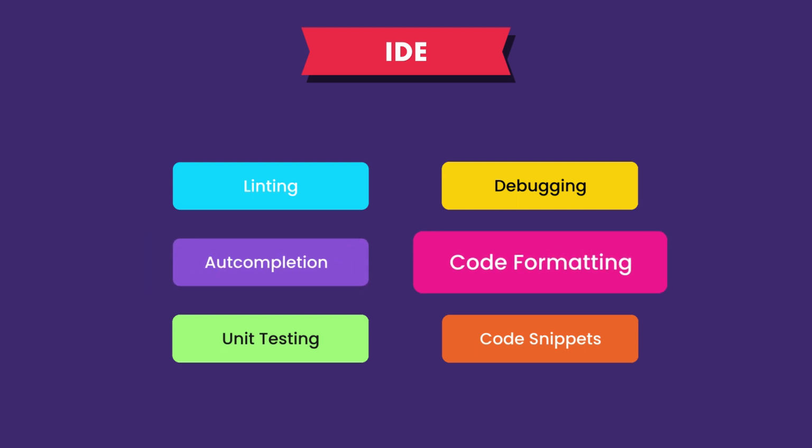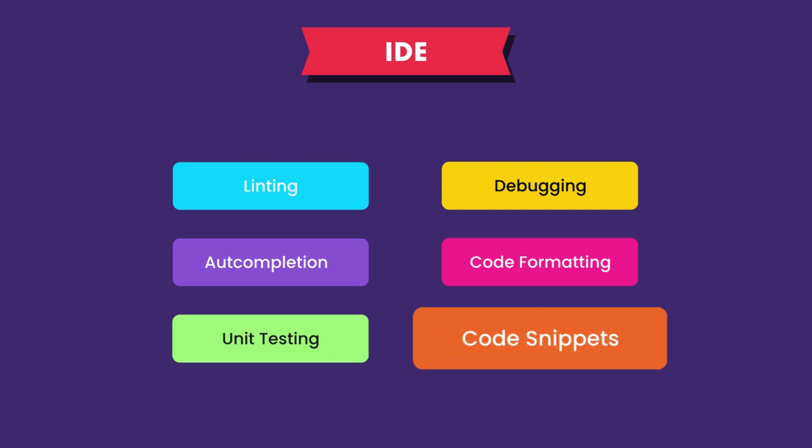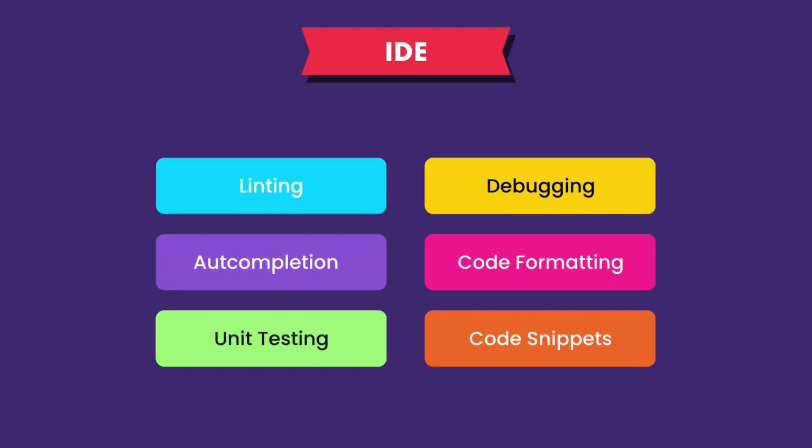We get code formatting, which is all about making our code clean and readable, just like how we format our articles, newspapers, books to make them clean and readable. We get unit testing, which involves writing a bunch of tests for our code. We can run these tests in an automated fashion to make sure our code is behaving correctly. And finally, we get code snippets, which are reusable code blocks that we can quickly generate, so we don't have to type them all by hand. Now, don't worry about memorizing any of these. As we go through the course, you're going to learn about these features.